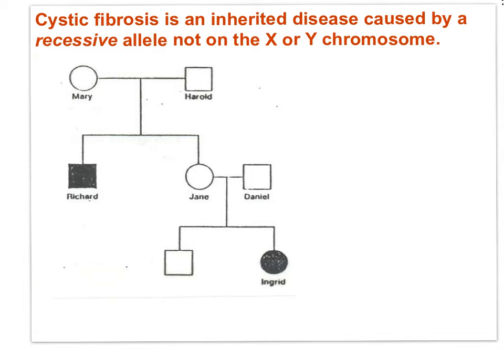If the disease were dominant, then in order for Jane and Daniel to have had a daughter with the disease caused by the dominant allele, one of them, Jane or Daniel, would also have had the disease. One of them would also have had the dominant allele. Since neither has the disease, neither has the dominant allele, so the allele must be recessive.